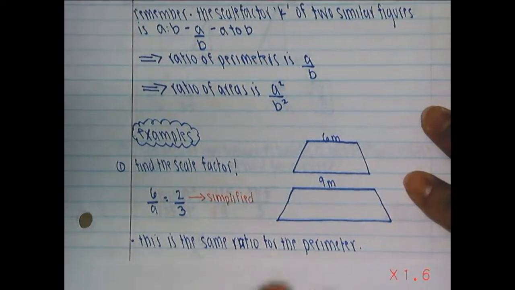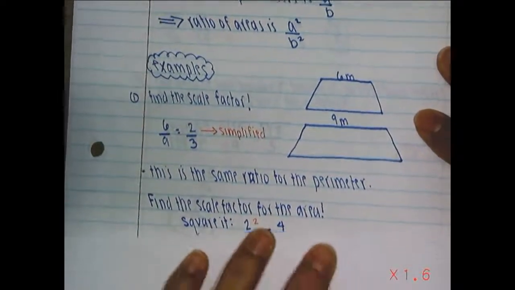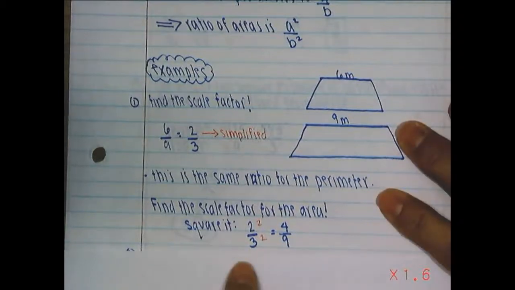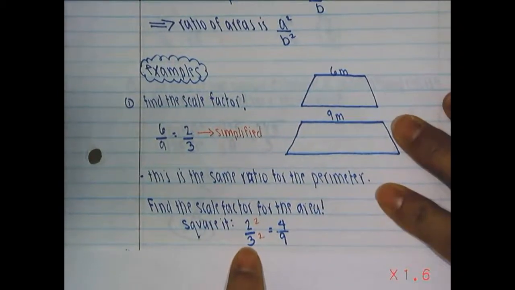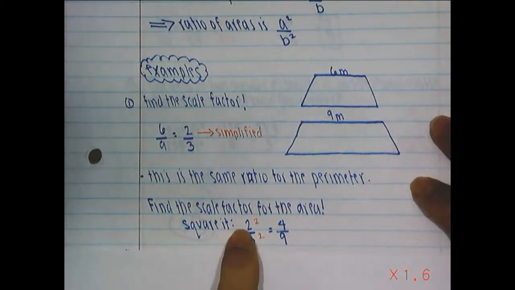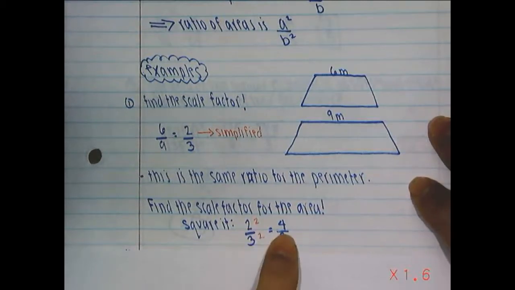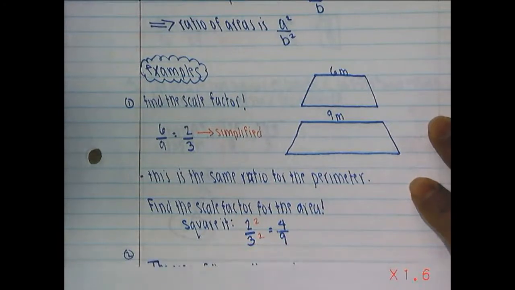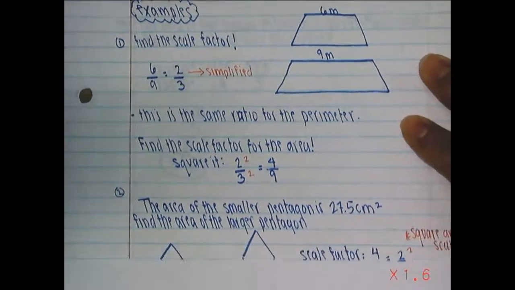With the area, all you're going to do is take the scale factor that you found based off those corresponding sides, and you're going to square it because area is squared. So you would take 2, square it, and you would get 4, and you would take 3, square it, and you would get 9. That would be your scale factor for the area. So for the scale factor for the area, all you do is take your original scale factor and square it.